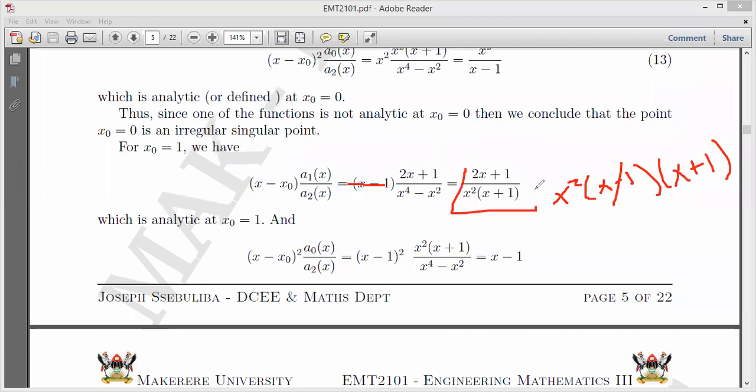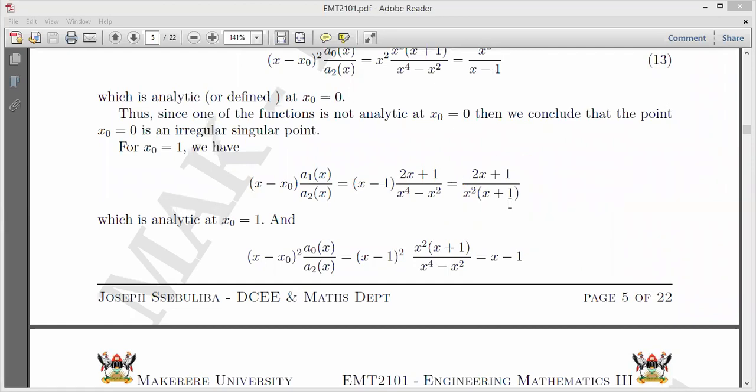Once you remain with this, then when x is 1, what happens? Would this one be analytic or non-analytic? This would be analytic. It is obvious that the denominator will not vanish. So x not equal to 1 at x equals 1, this one will not disappear. It remains defined. Then we try the other one. If we try the other one, what happens?